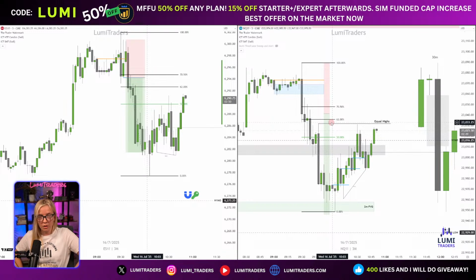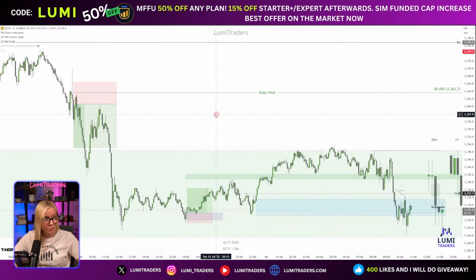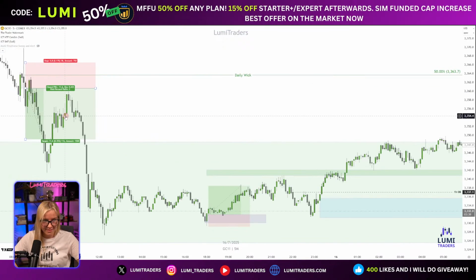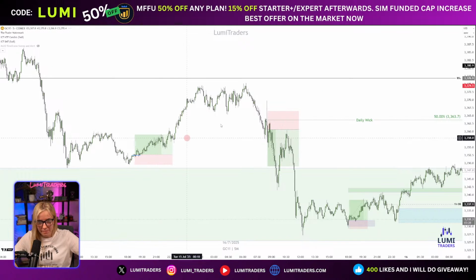I took a long yesterday during Asia for 14 points, or how? Give me a second. I don't remember how many points I made. No, not 14. 6 points. I got this. I posted executions. Don't remember how many points I did. So 6.5 points. Also took this trade like 2 days ago.